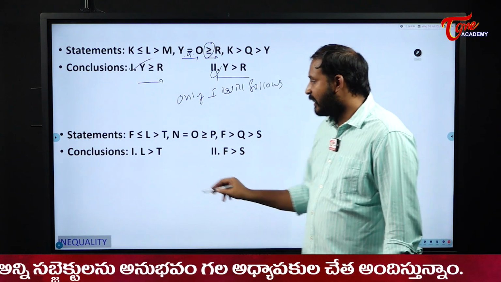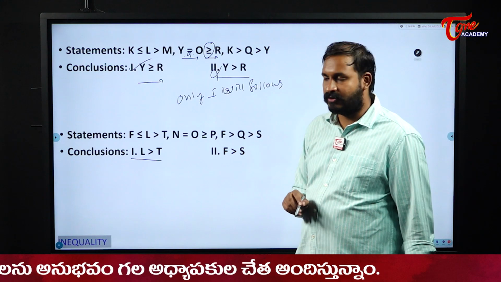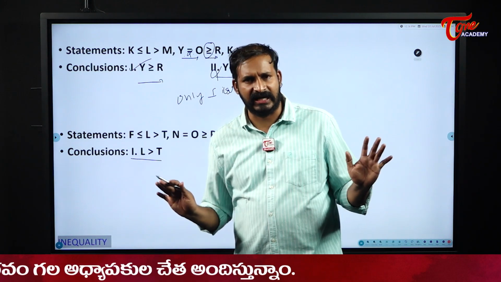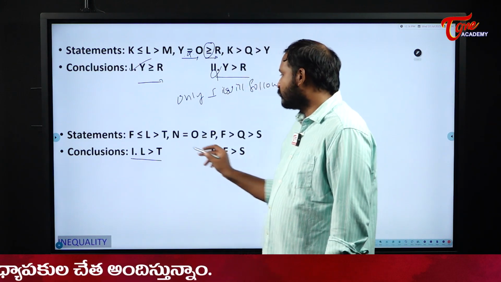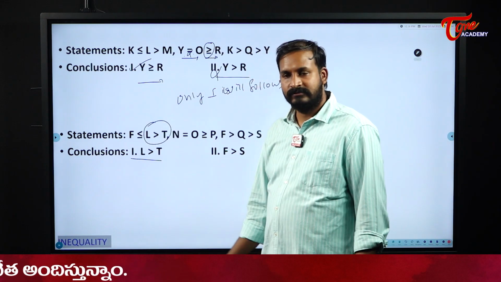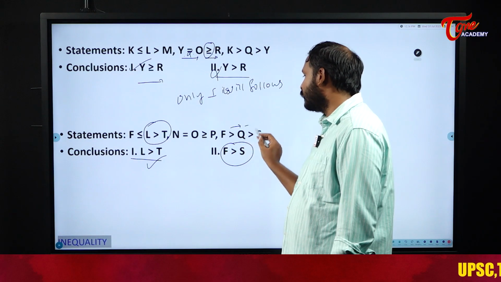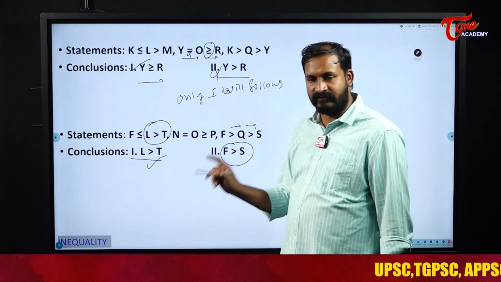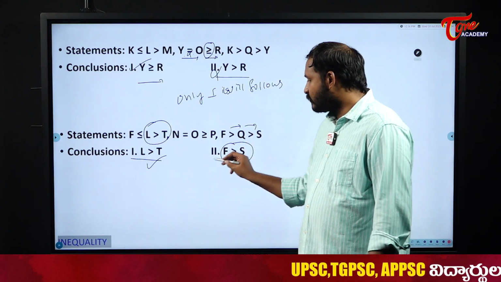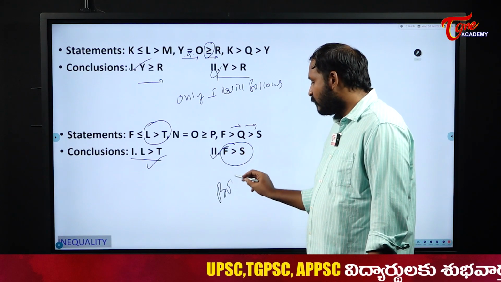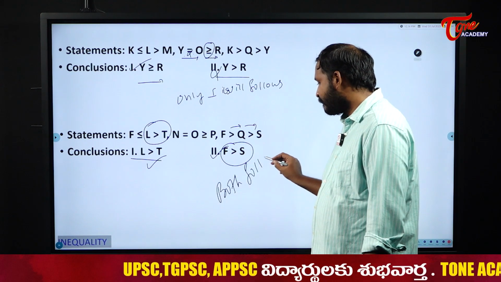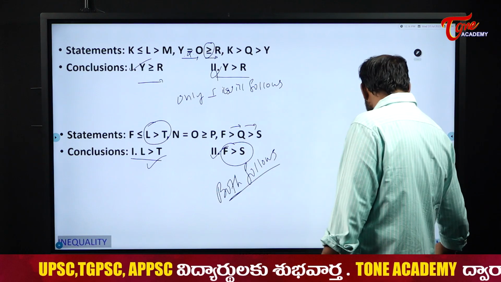Next see here, L to T. I should travel from L to T. Wherever I have opening, from there I will start traveling. L to T, this one is the direct one. So this one is correct. Next F to S. F to Q I can go, Q to S also I can go. In my journey I should have at least one perfect greater. Yes, I have. So here my answer becomes both follow.